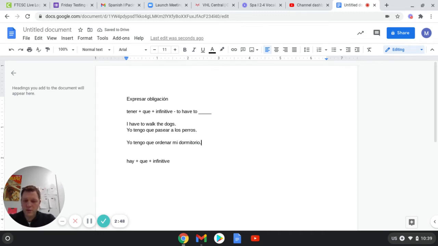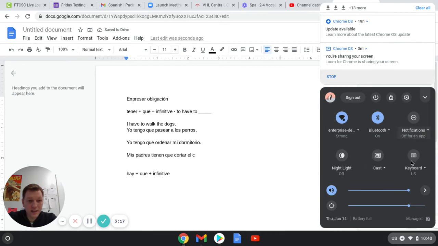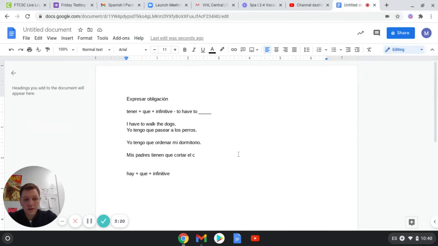What's something your parents have to do? Try that one. Your parents probably have to cut the grass if it's summertime. So it's going to be mis padres. What form of tener goes with mis padres? It's going to be tienen. Mis padres tienen, and then the word que, cortar el césped. I can't make an accent; I have to switch the keyboard back to make an accent mark come up. Google's not great with accent marks. It's the thing I dislike most. Tienen que cortar el césped. My parents have to cut the grass. Easy enough, right?